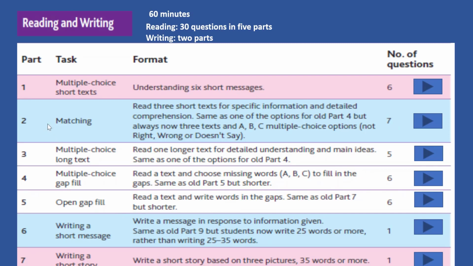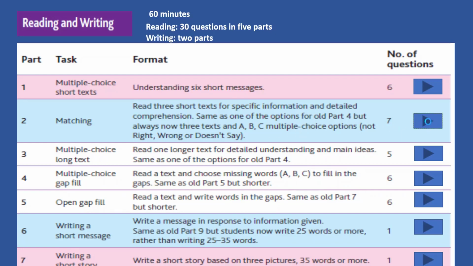Part 2, it is a matching task. Students are going to read 3 short texts for specific information and detailed comprehension. It's the same as one of the options for old part 4, but now there are 3 texts and A, B, C multiple choice options, not right, wrong, or doesn't say. In the past exam, students were asked to decide whether it is true or false, or the text doesn't talk about it. But here they have a text and questions to choose which part talks about this question.